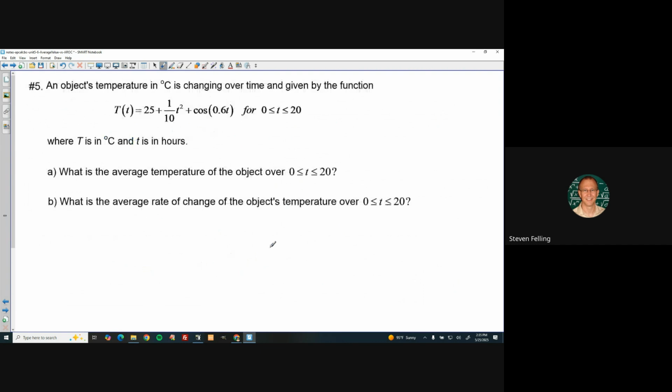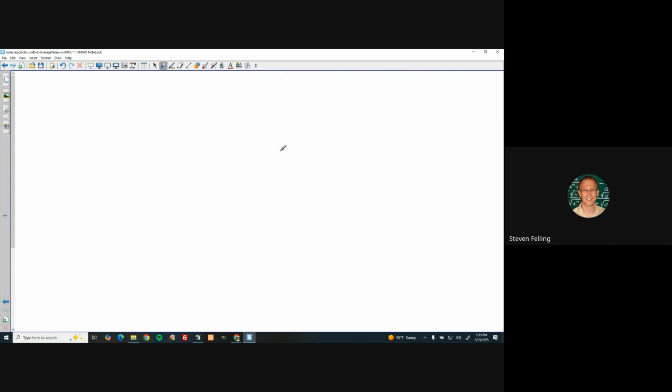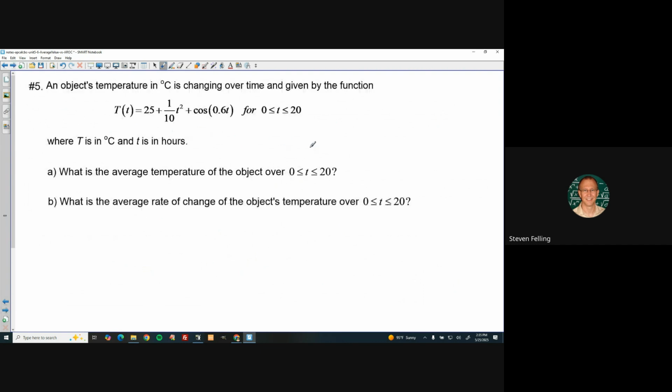Okay, let's do one that does have some units. And this is the last example. Okay, an object's temperature in degrees C is changing over time and is given by this function. Capital T represents the temperature and lowercase t represents the time. That's in degrees C. Time is in hours, and this is defined and usable from 0 to 20 hours. What is the average temperature of the object over that time interval?